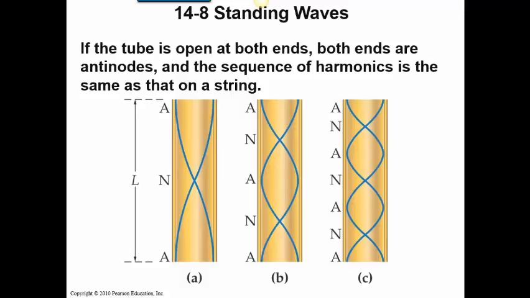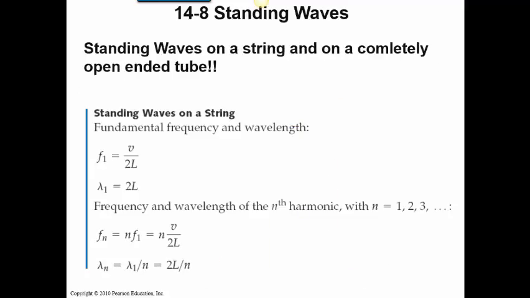If the tube is open at both ends, there are antinodes at both ends, and the sequence of harmonics is the same as that on a string. The math is the same as for a string. So the fundamental frequency is found using the same equation as that for a standing wave on a string, and the harmonics vary with n equals 1, 2, 3, and so on.